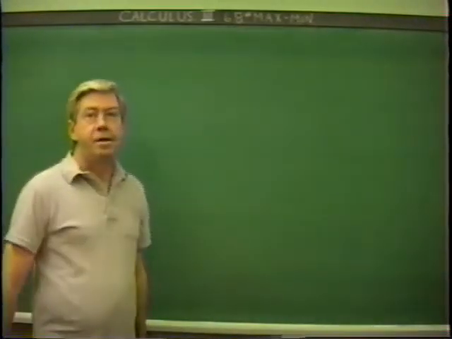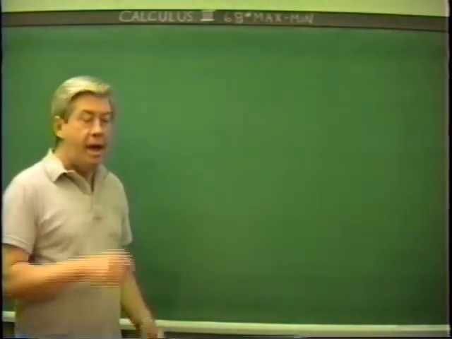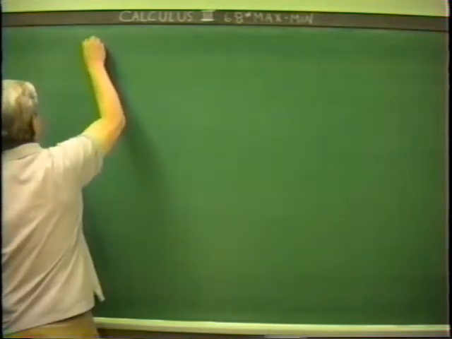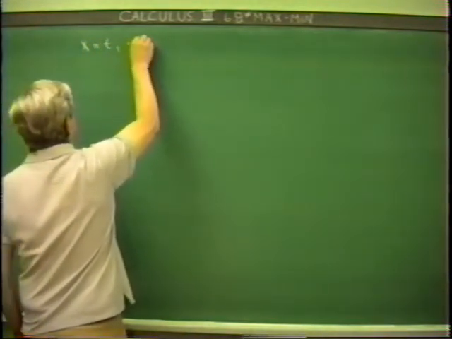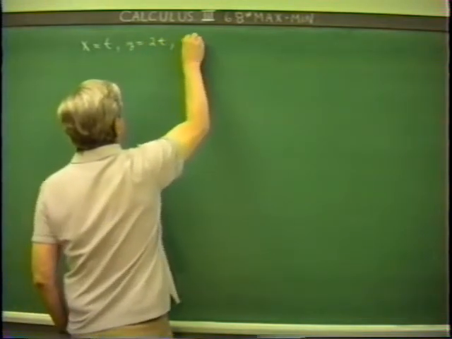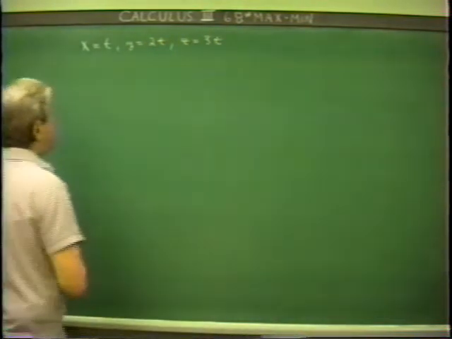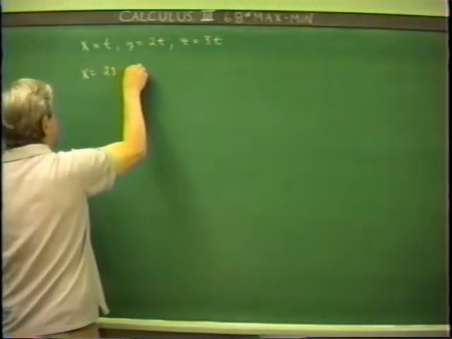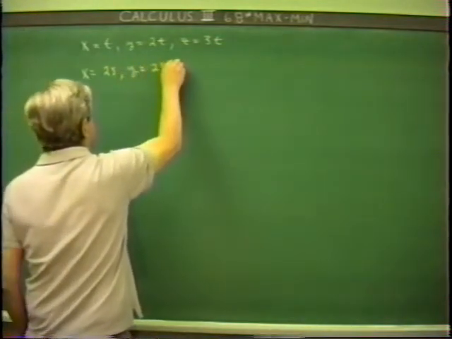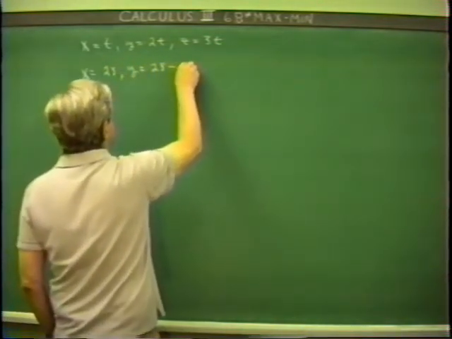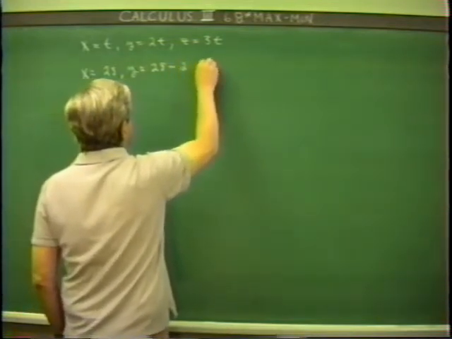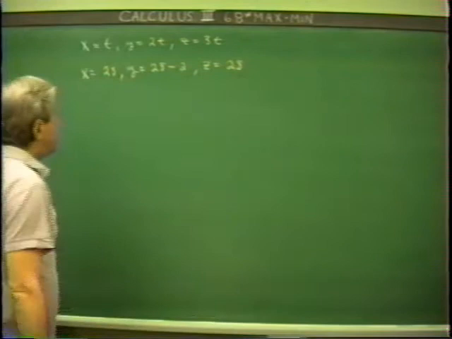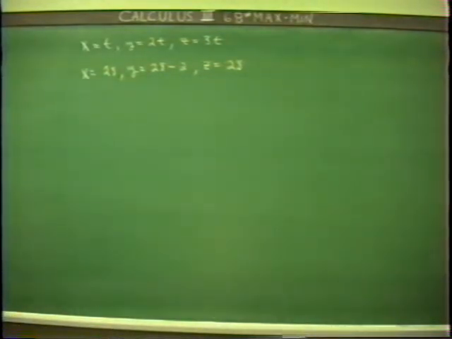We want to take a look at another max-min problem. This time let's consider 2 lines in 3-dimensional space and try and find the distance between the two of them and the points where this distance is obtained. So let x equal t, y equal 2t, z equal 3t be the first line. And let x equal 2s, y equal 2s minus 2, z equal 2s be the second line.